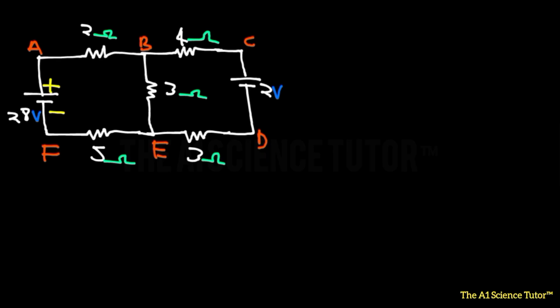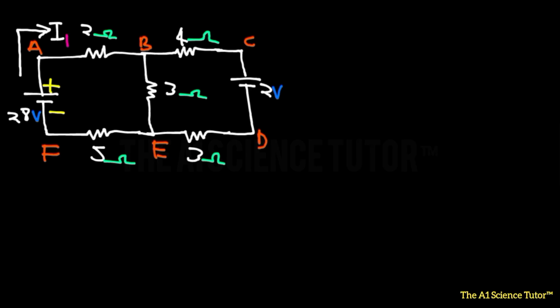Now you need to understand something real quick. If you have the positive terminal of the battery represented, that will be the direction in which the current will flow. So current is actually going to flow in this direction. Now let's say that the current that enters into the circuit from this battery is I1. So let's call this I1.